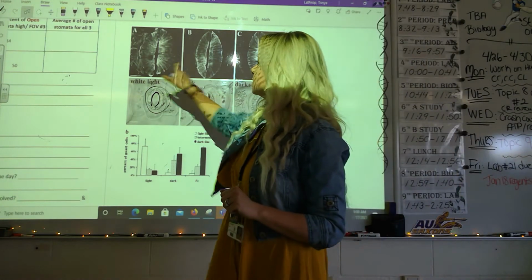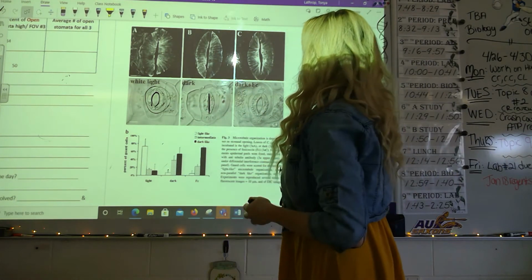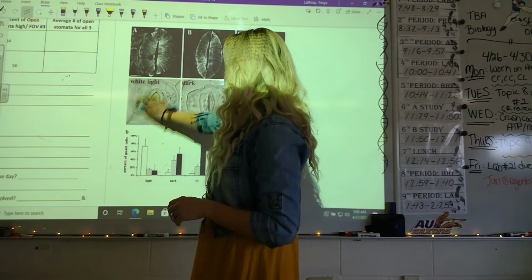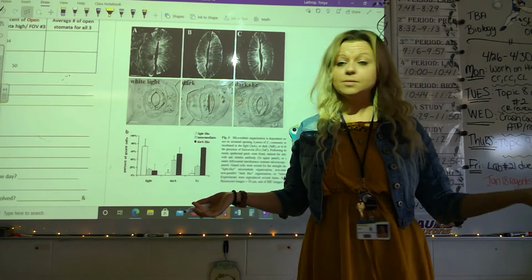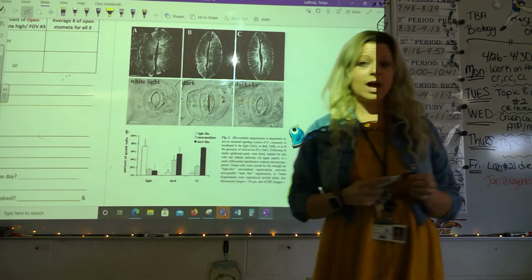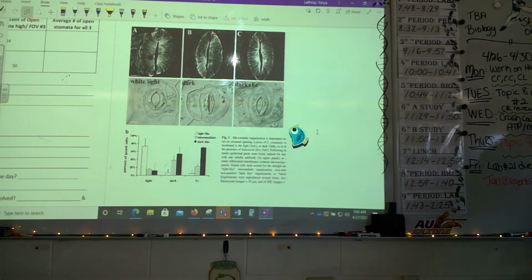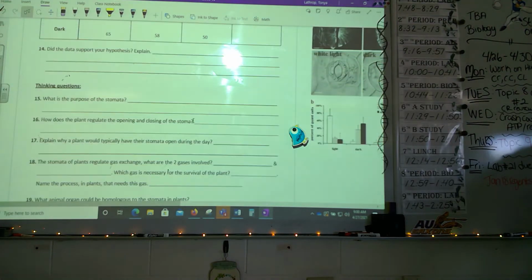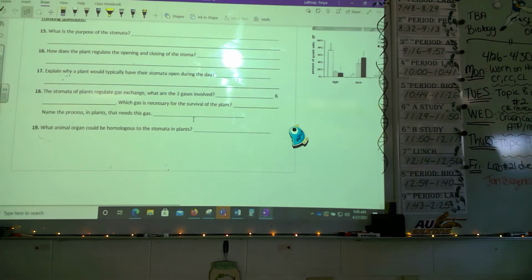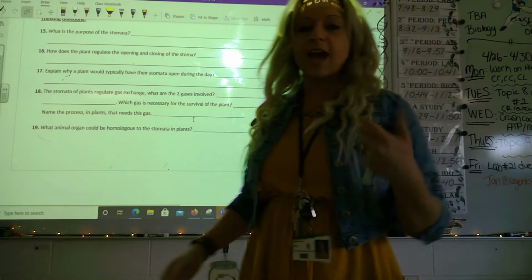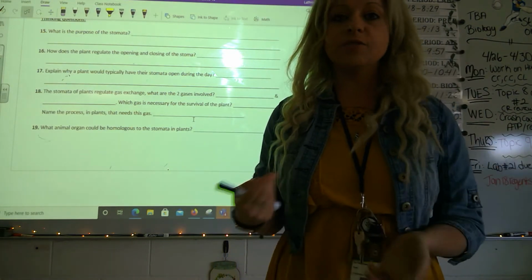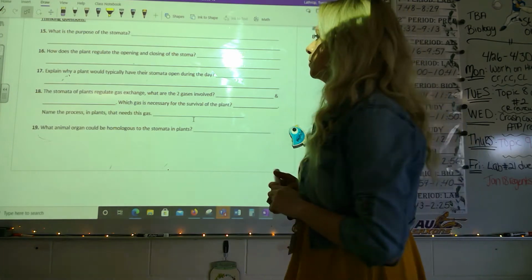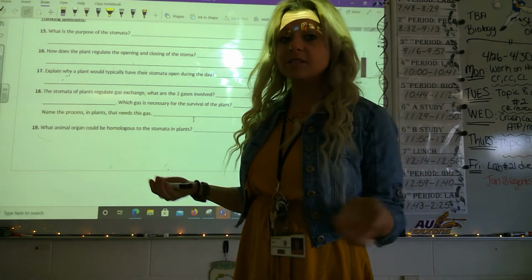So you can see typically with more light, they are more open. They did actually prove this, and our data followed it quite simply, making sure you calculate your average there. So, did the data support our hypothesis? We would say yes, because the average for light was higher than for the dark, for the number of open stomata.